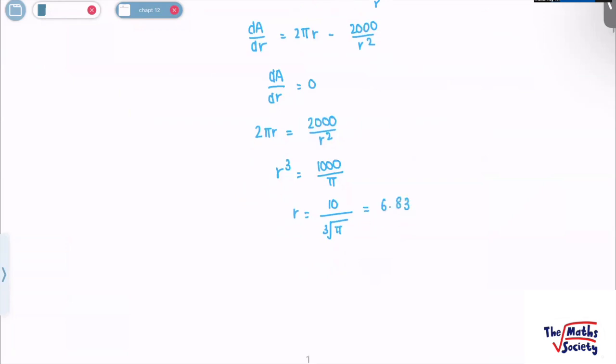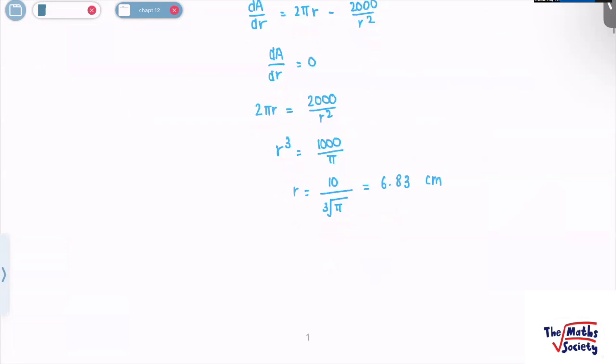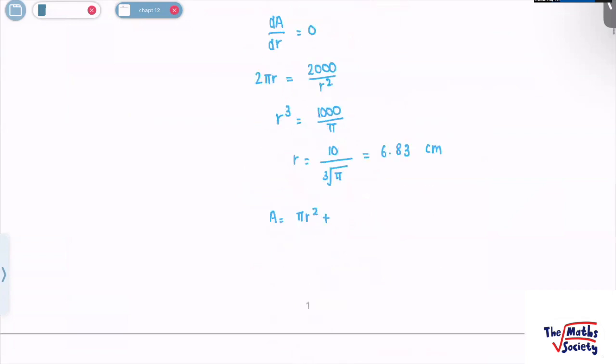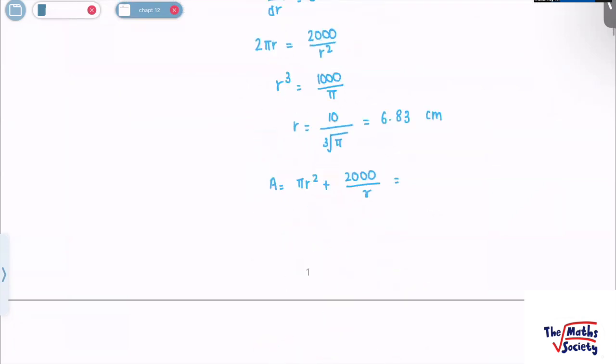r is going to be 10 by the cube root of pi, and that's going to equal 6.83 centimeters. Then to find the area, we know that it's pi r squared plus 2000 by r. So you just substitute r, and you'll get 439.4 cm squared, and that is your area.